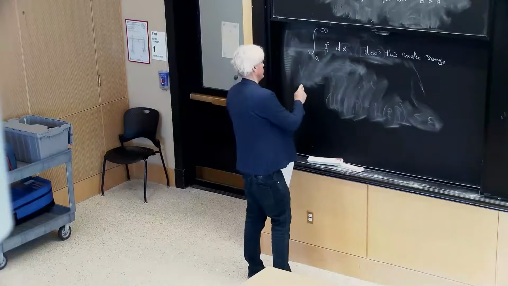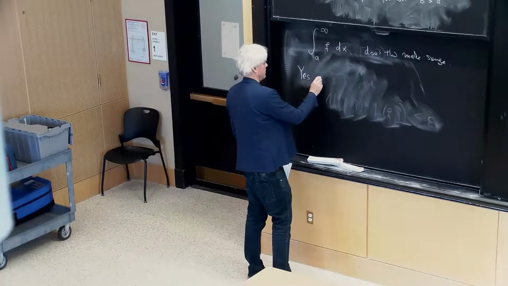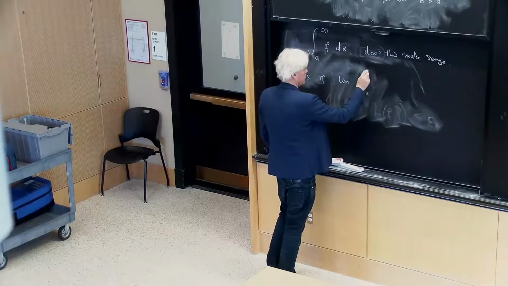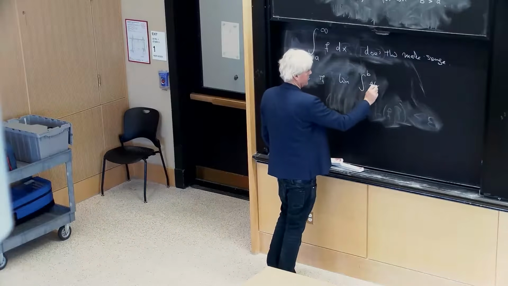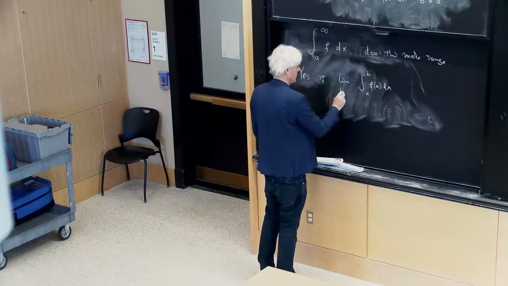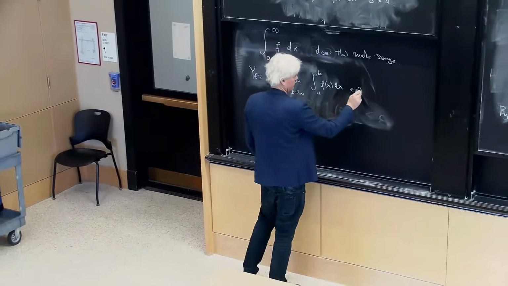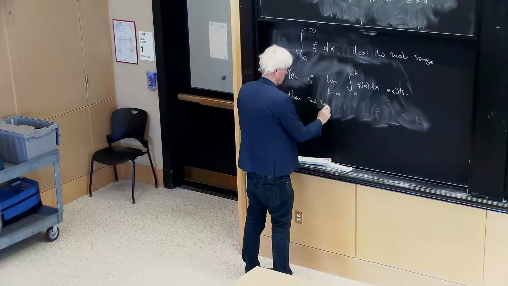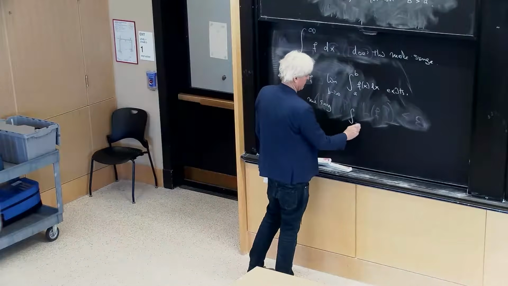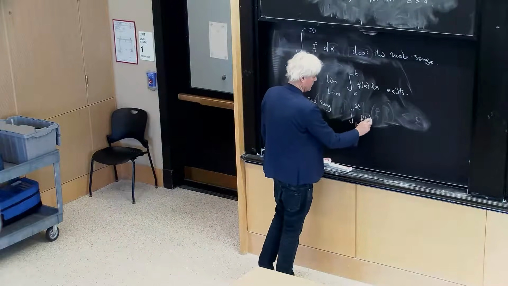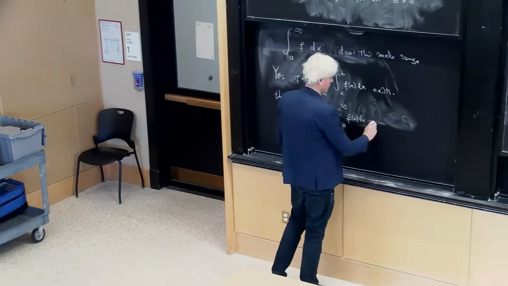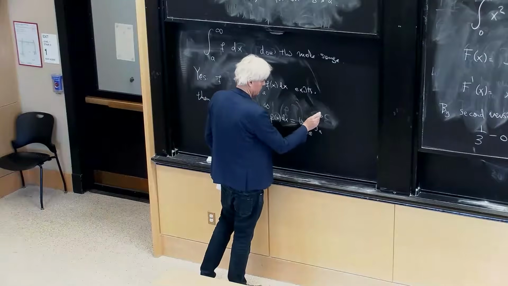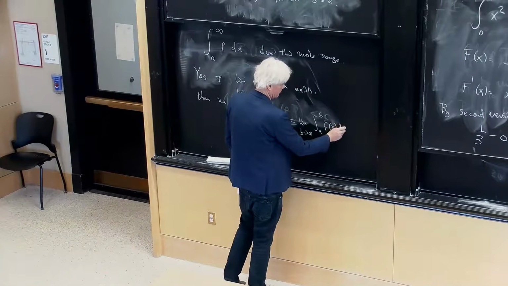And so if this limit, the integral from a to b of f of x dx, as b goes to infinity, exists, then we say that the improper integral from a to infinity of f of x exists and is equal to this limit. Okay?